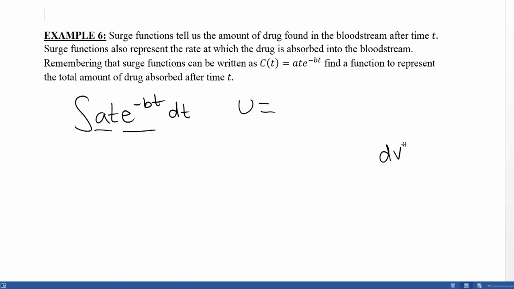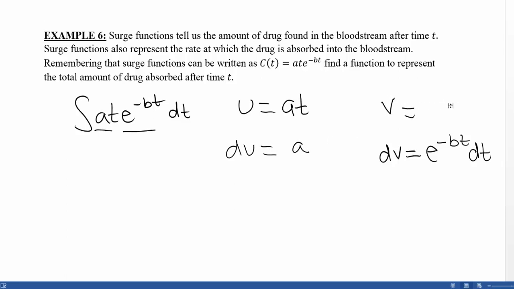When I pick my u, I want to pick something that gets simpler when I take the derivative. So at is something that's going to become simpler because the derivative of at is just the constant a. So here u is at, so my dv is everything else, e to the negative bt dt. So my du, the derivative of at, is a, and my v is the antiderivative of e to the negative bt, which is e to the negative bt divided by negative b.